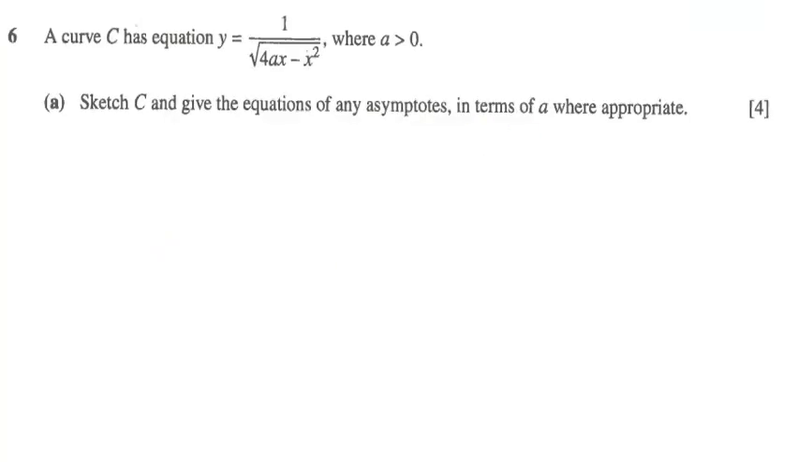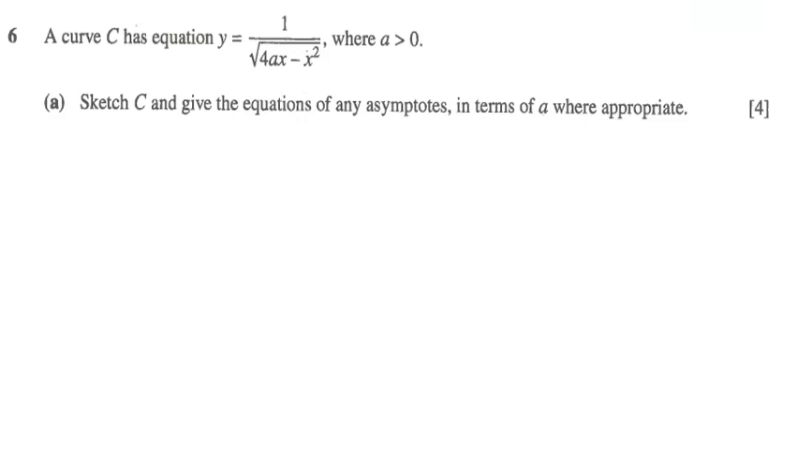Cambridge Assessment International Education 2021 A-Level H2 Paper 1 Problem number 6. A curve C has equation y equals 1 over square root of 4ax minus x squared where a greater than 0. Sketch C and give the equations of any asymptotes in terms of a where appropriate.